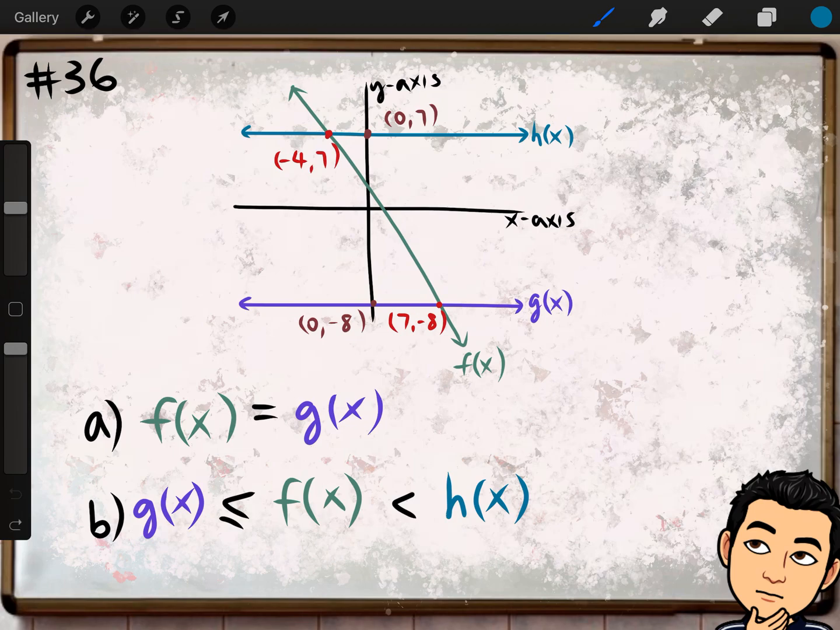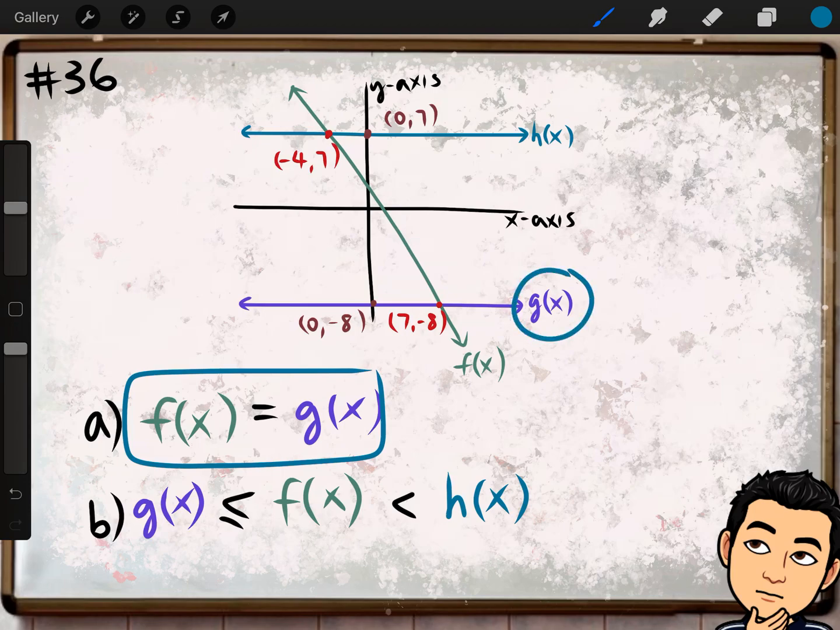All right, so after you guys preview the first couple of questions, now I'm gonna start with number 36. They said that f of x is equal to g of x. That's simple. Basically, you just have to spot the lines. So g of x is right there, f of x is right there.